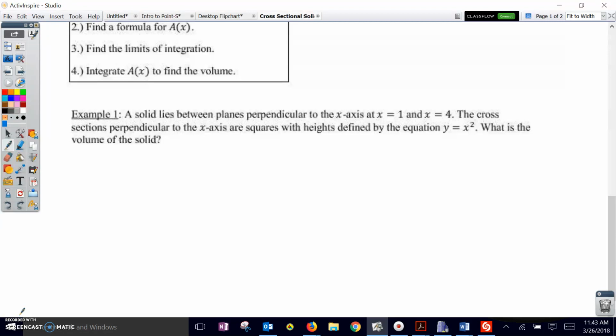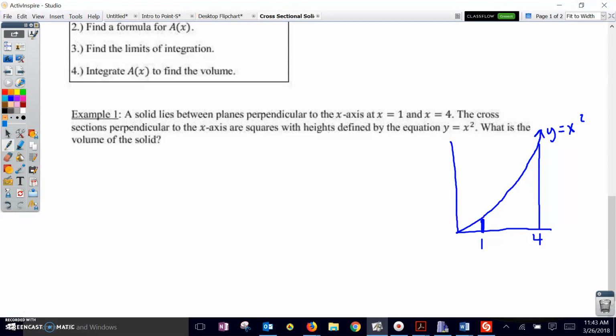The first step that we're going to take is to sketch a curve here. So I'm going to go ahead and sketch y equals x squared, something like that. And we have a solid between x equals 1 and x equals 4.